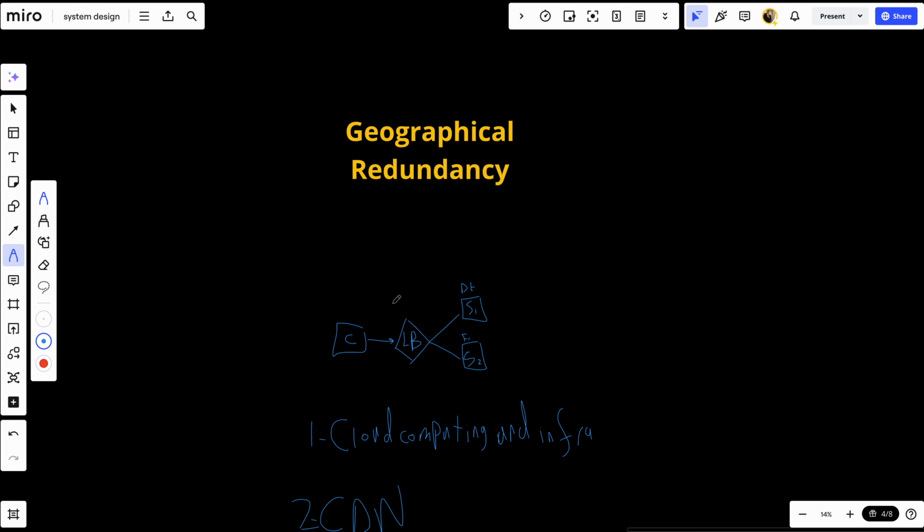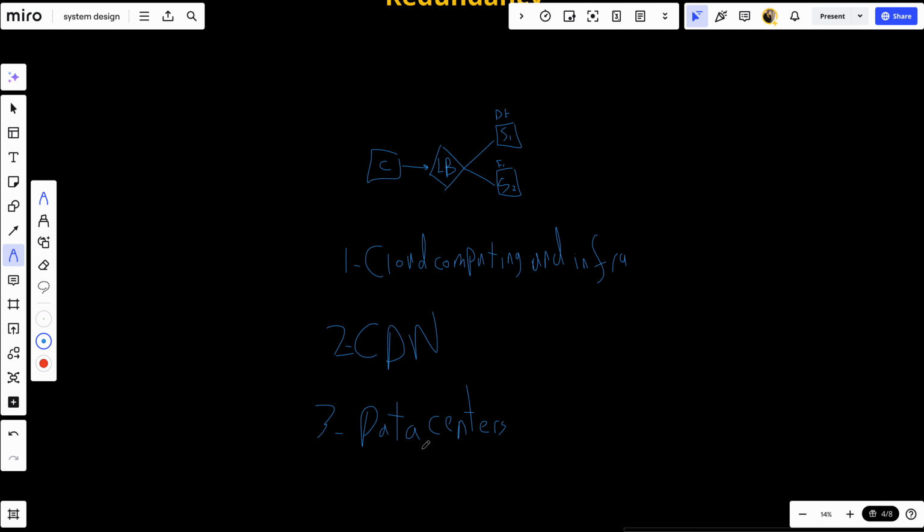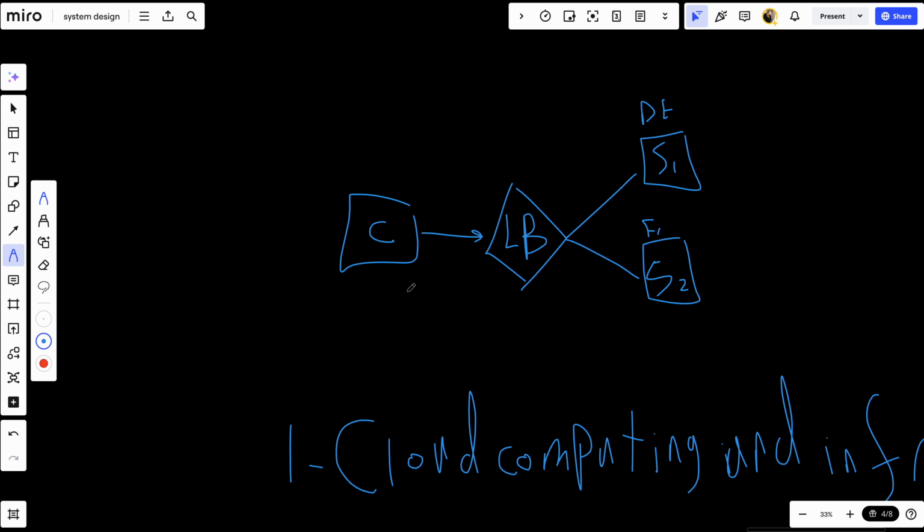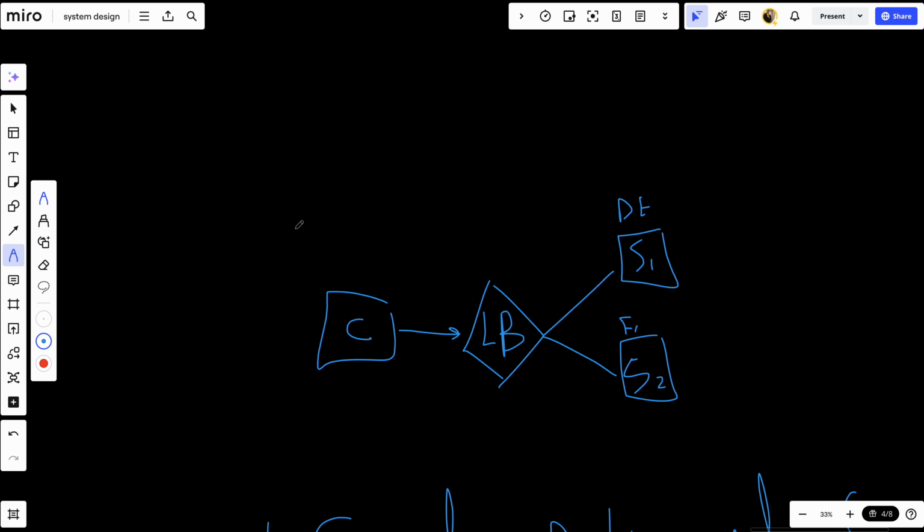We said that the benefits are that we have disaster resilience, we improve availability, and we reduce latency. By doing geographic redundancy, if we have a client from Germany, we will redirect it to the server in Germany. This will be way quicker than going to the server in France, for example. So we reduce latency. By hosting services in multiple regions, systems can serve users from the nearest location, reducing latency and improving performance.